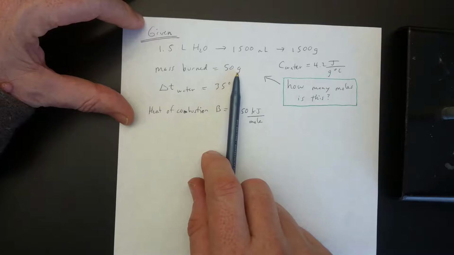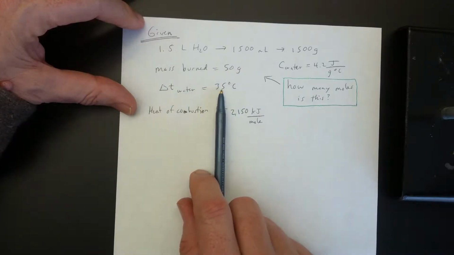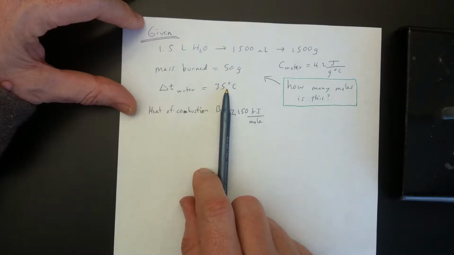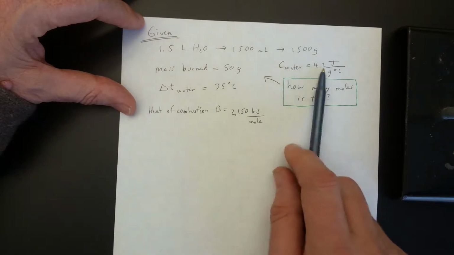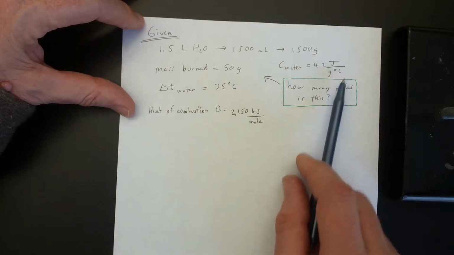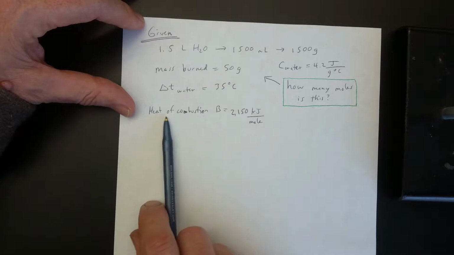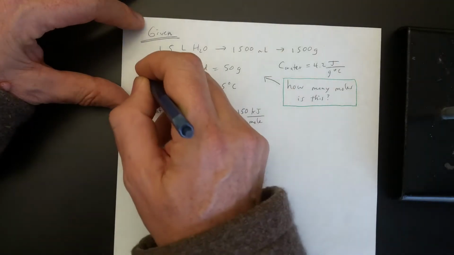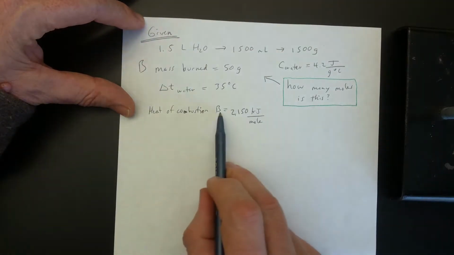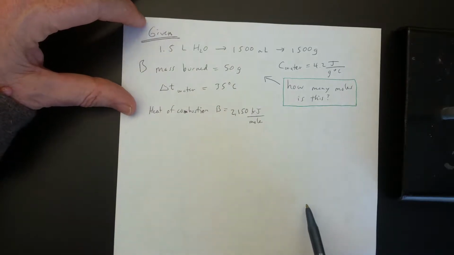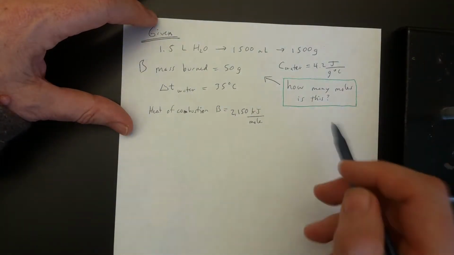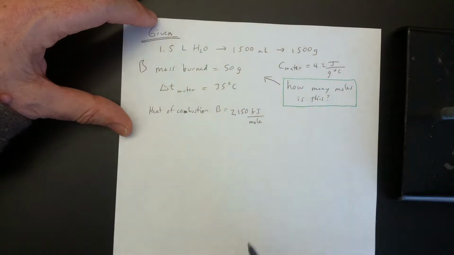The mass burned was 50 grams. The temperature change of the water was 35 degrees C. And we know the specific heat of water is 4.2 joules per gram degree C. We're also told the heat of combustion of B, and this is B, the mass burned, is 2,150 kilojoules per mole. The question is, how many moles is this?